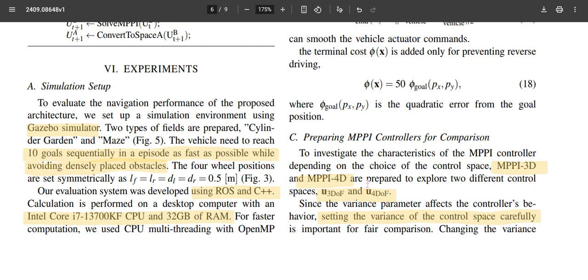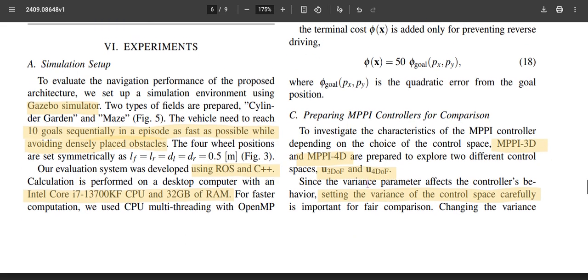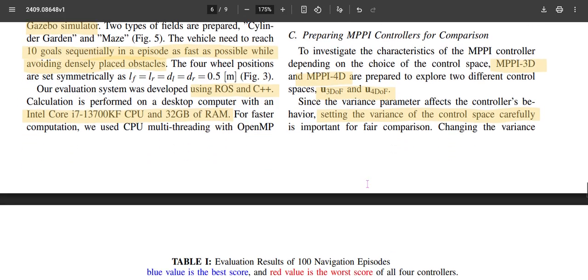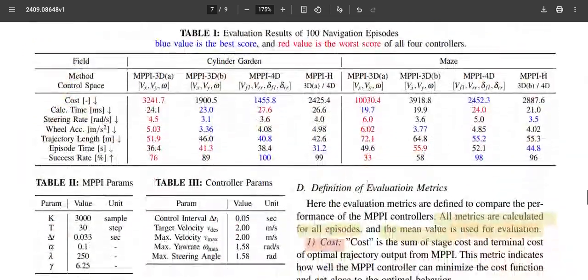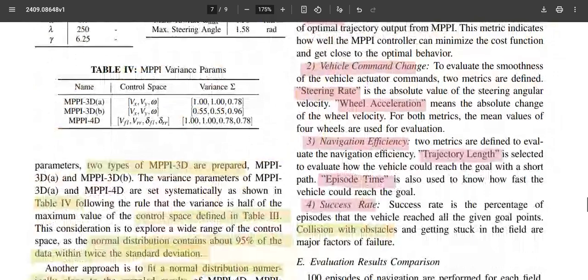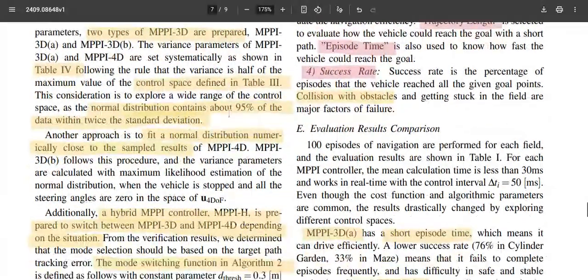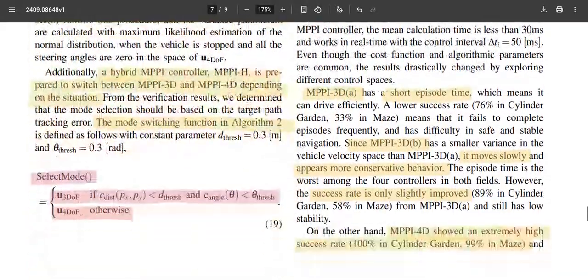But now the question is how MPPA uses 3 degrees of freedom, 4 degrees of freedom, and hybrid, like switching from 3 degrees of freedom to 4 degrees of freedom when the necessary criteria is reached, which is compiled here. And we have two types of MPPA 3D based on the variance: one is high variance and one is low variance. So these are the results being observed here.